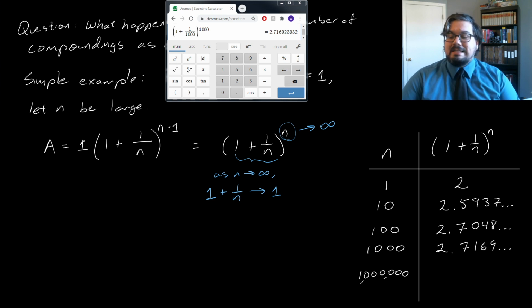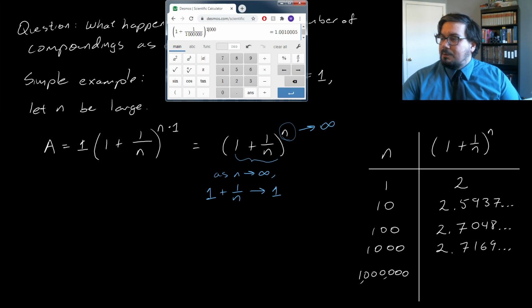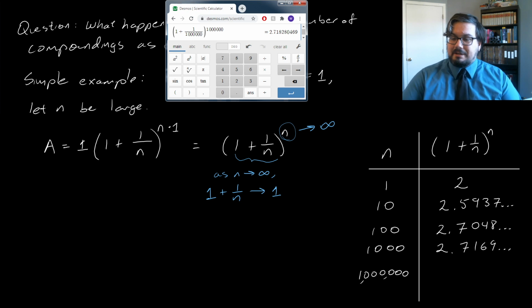2.7169. And you can see that the money train has slowed a little bit. When we went from 1 to 10, we got a lot more money for our investment. But moving from 100 to 1,000 gets us a little over 1 cent more. So let's say, what if we do it 1,000,000 times a year?